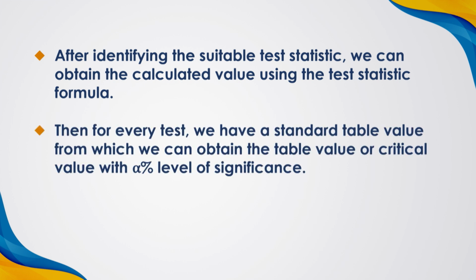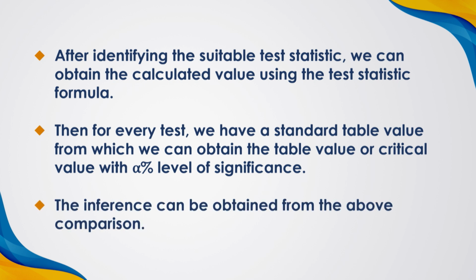Then for every test we have a standard table value, like a t-test table value or chi-square table value, from which we can obtain the table value, or you can call it the critical value, at alpha % level of significance, as I mentioned 5, 10 or 1. The inference can be obtained from the above comparison, by whether it is accepting H0 or rejecting.